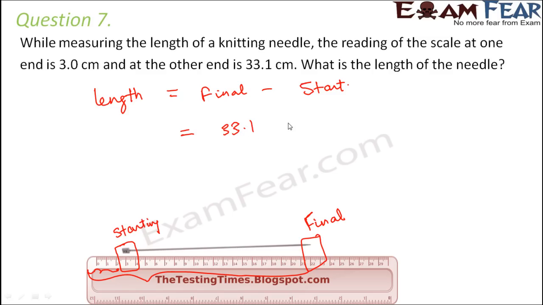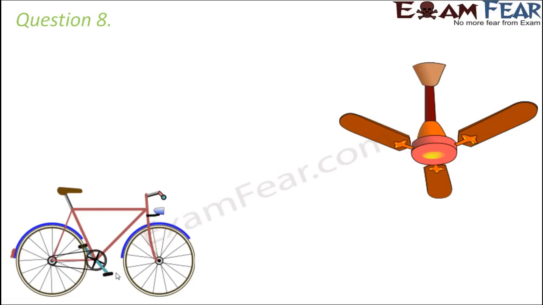The final reading in this case is 33.1 centimeter minus 3 centimeter. So this is equal to 30.1 centimeter. So 30.1 centimeter is the length of the knitting needle. I hope you understood it. Since this is the final reading, it would mean the reading from point 0. Again, initial reading would mean this much reading. So when you want to measure the length of the needle, it is this entire reading minus this much reading.